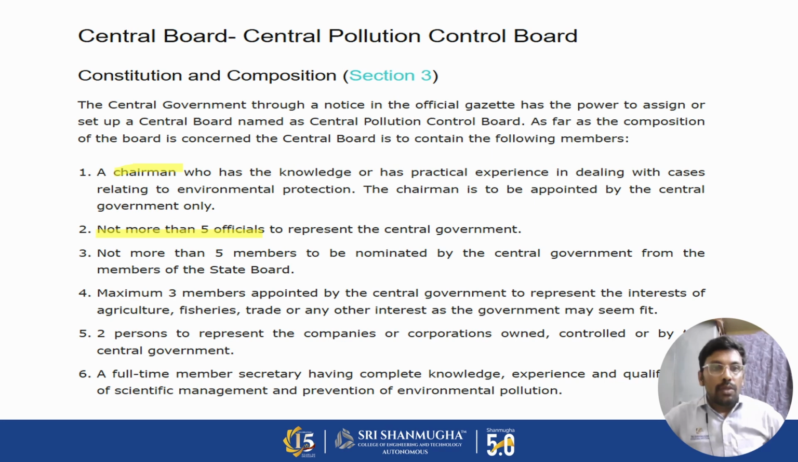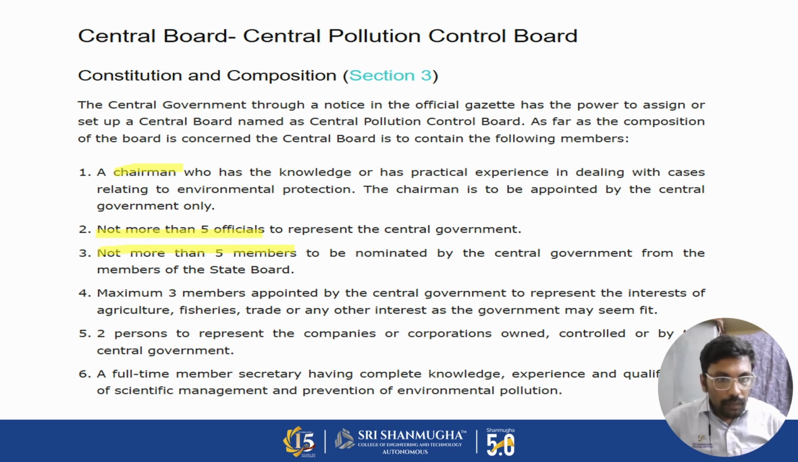So after that, not more than 5 members to be nominated by the central government from the members of the state board. Based on the state board, only 5 members are allowed, or 4 or 3, but not more than 5. So not more than 5 members to be nominated by the central government from the members of the state board of the particular state.